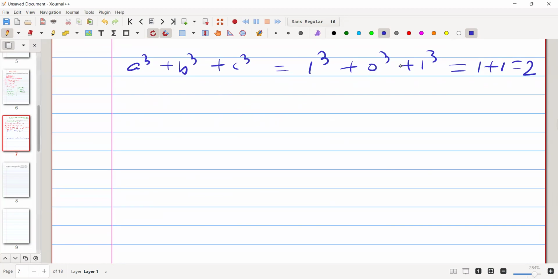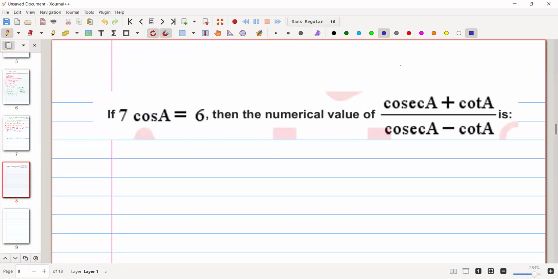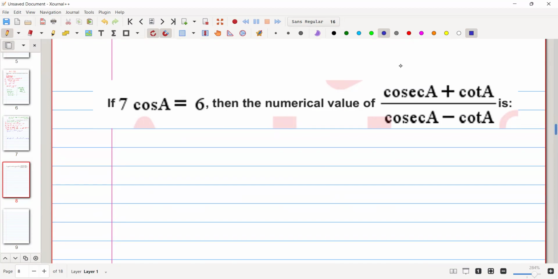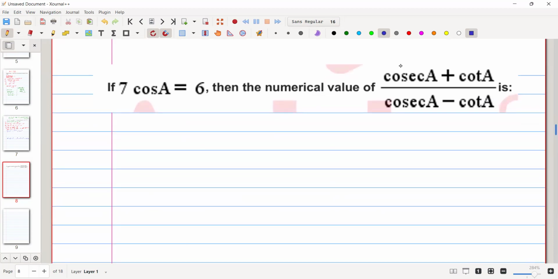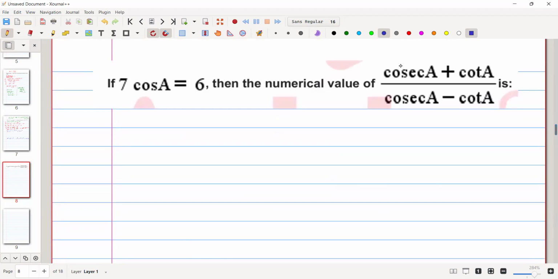So go for the next one, this one. 7 cos A is equal to 6. And we have to find the numerical value of this ratio. We have to find directly the value of cos A, which we can directly find: 6 by 7 is the answer. Okay. Is there any other expression like we can solve it?